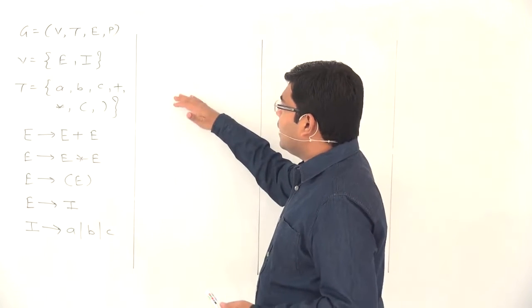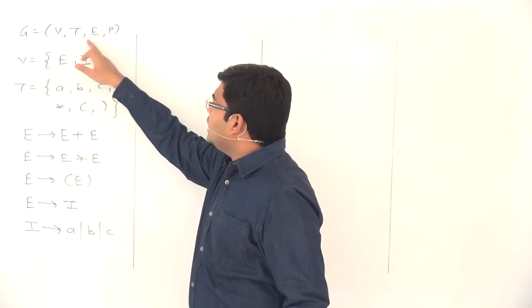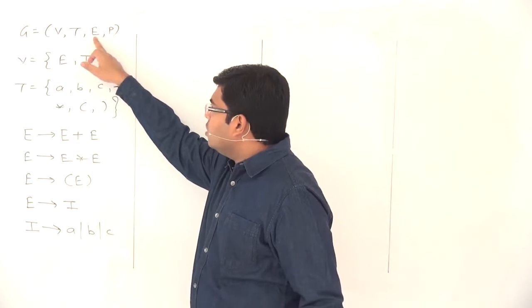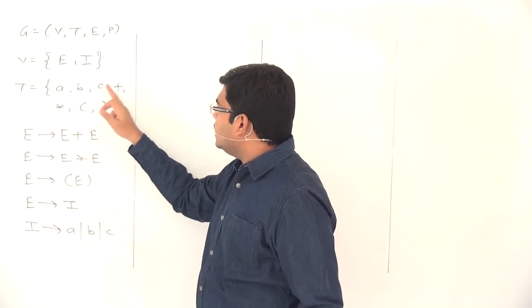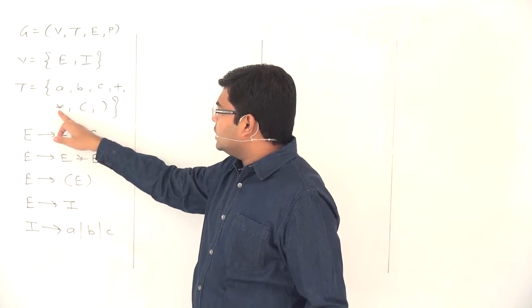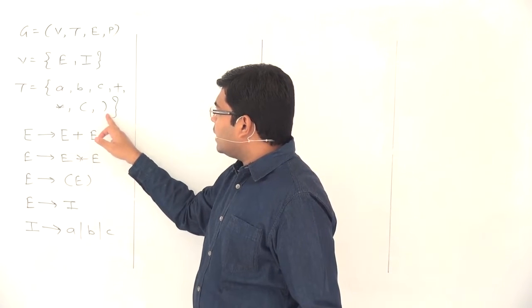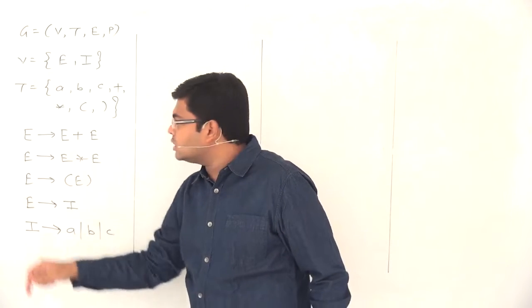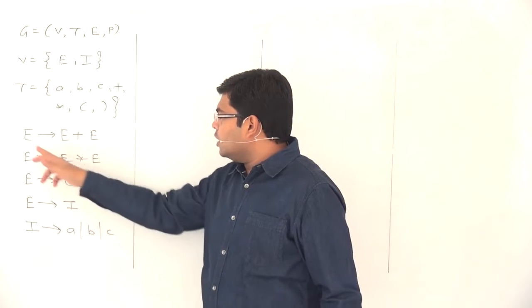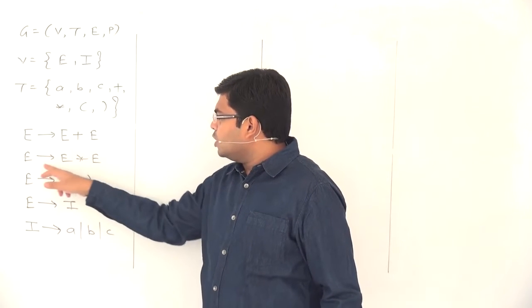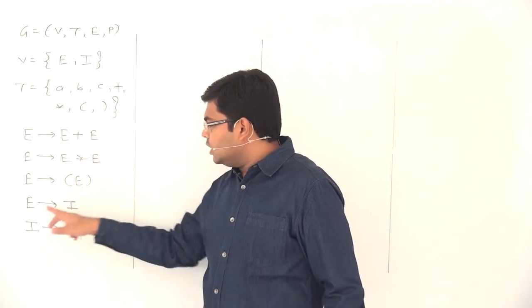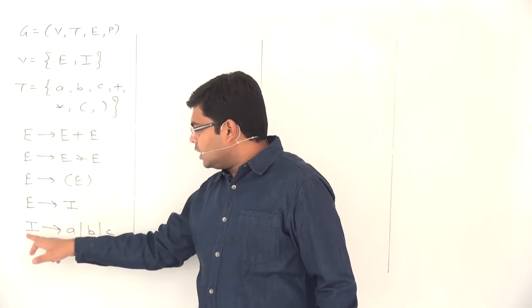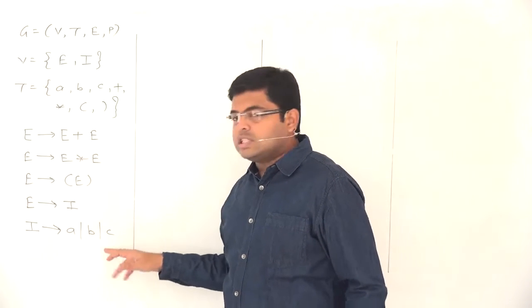Let's consider this grammar. G is equal to (V, T, E, P), where E is the starting symbol. E and I are the variables. A, B, C, plus sign, multiplication sign, opening and closing parentheses are the set of terminals, and the productions are: E produces E plus E, E produces E multiplied by E, E produces E in parentheses, E produces I, and I produces A or B or C.